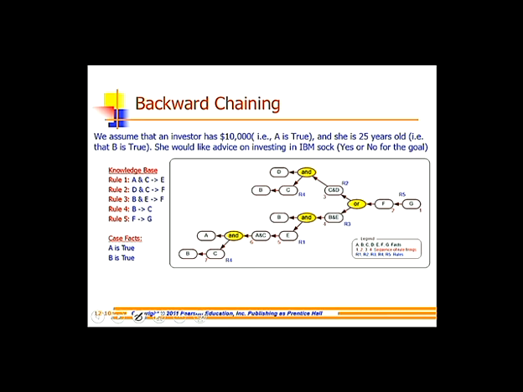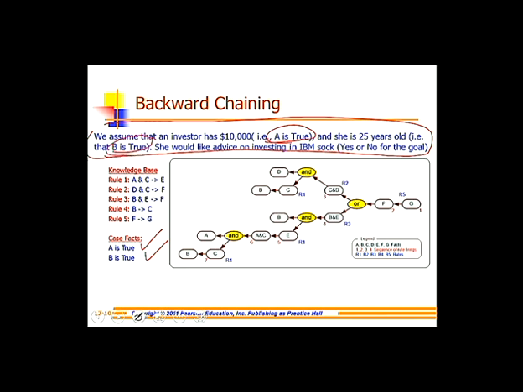First, let's see how this question will be answered by using the backward chaining algorithm. This is the question we saw before. From the question, we can say that A is true. This is the case fact. We can say B is true because the investor has at least $10,000 and she is 25 years. So A and B, they are true.